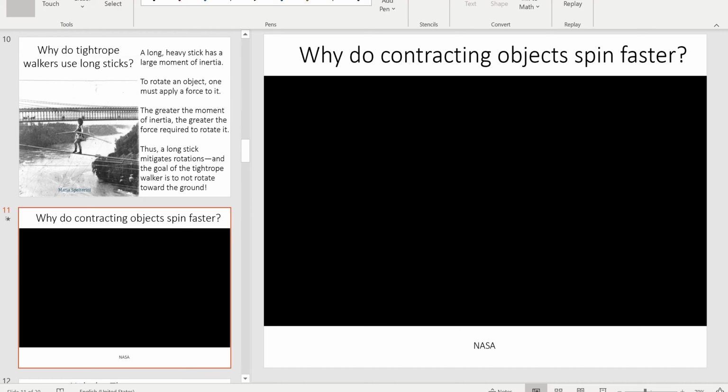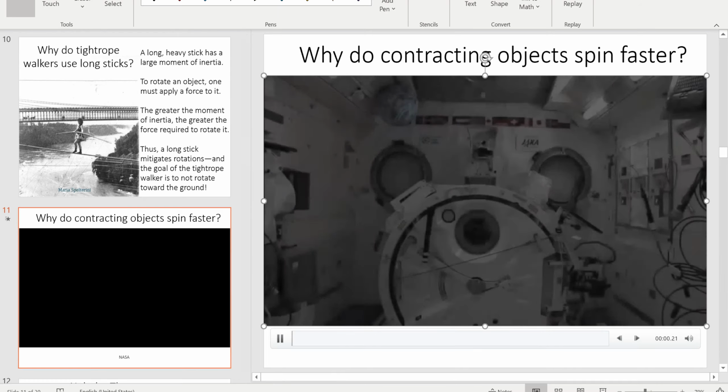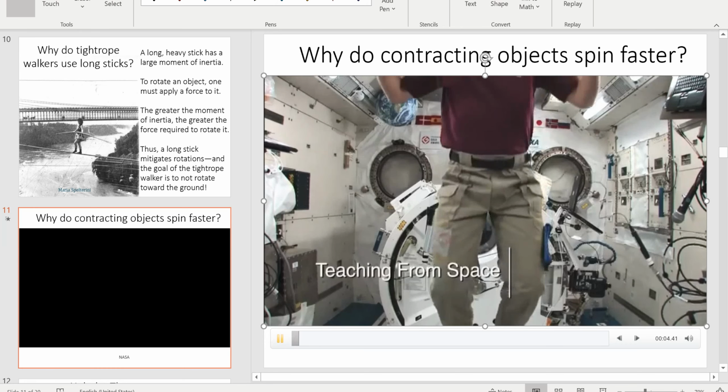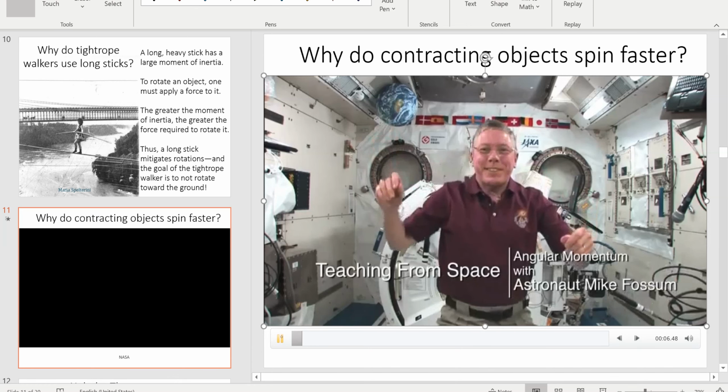I want you to stop now and watch this video on why contracting objects spin faster. This is a video from NASA, and this person here is an engineer who's going to teach you angular momentum from space. And you can tell he's in space here. It's much easier to do angular momentum experiments in space, as you will see if you watch this video.